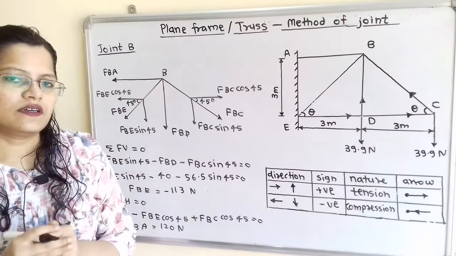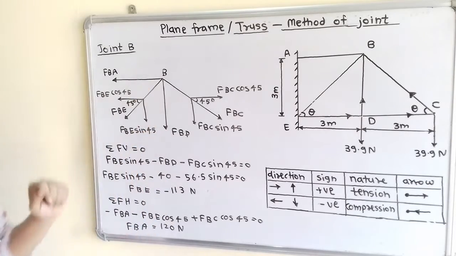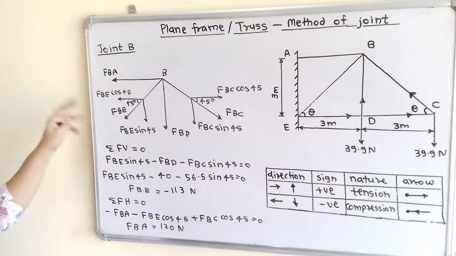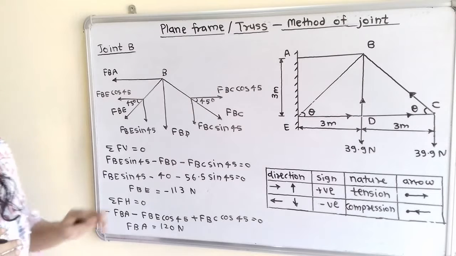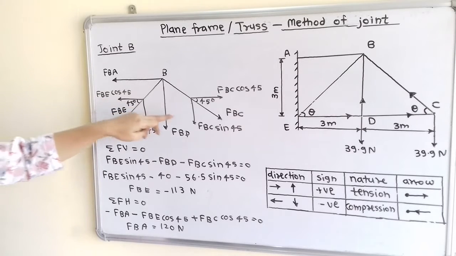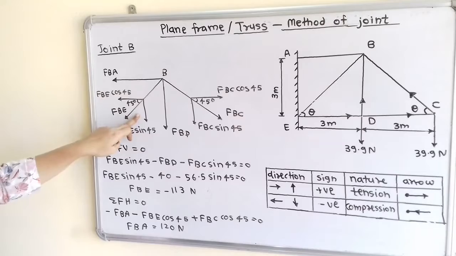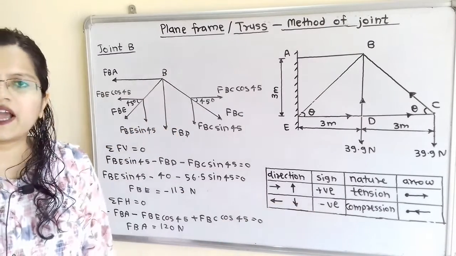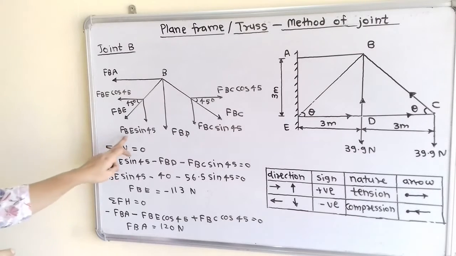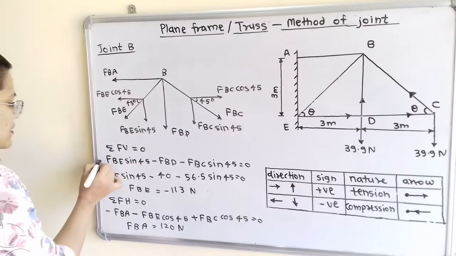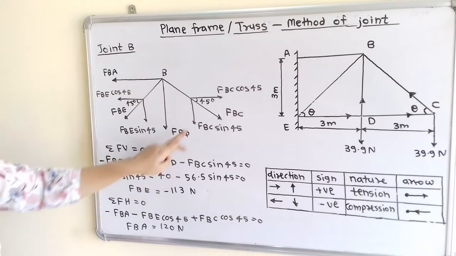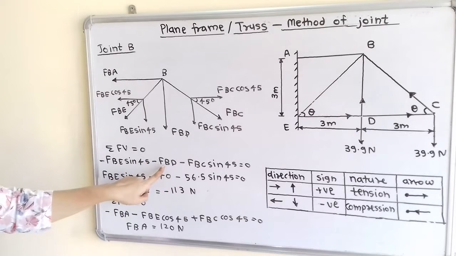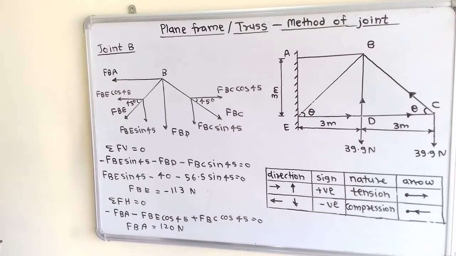Now we will take the equilibrium at this joint B. Now if we observe the diagram, we will take summation of all vertical forces is equal to 0. Now if we observe vertical forces are these three forces and these three are in the downward direction. So for downward direction we have to use negative sign. So FBE sin of 45, we will take this minus sign, then FBD and FBC sin of 45. Now when we solve this, we know the FBD as well as FBC.